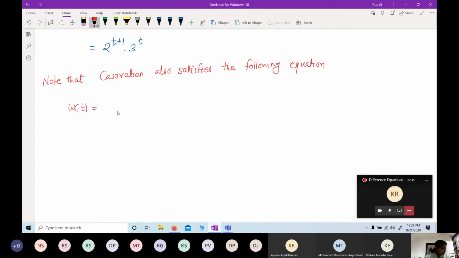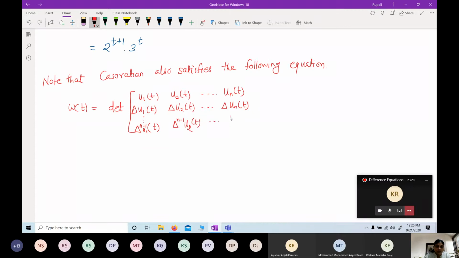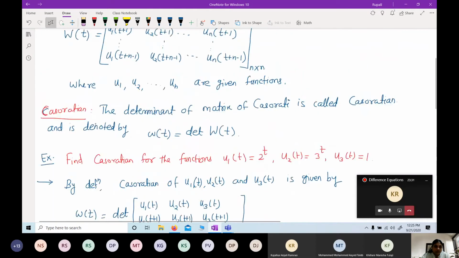Wt is equal to the determinant of u1t, u2t, and so on, unt; then delta u1t, delta u2t, delta unt; and the last row is delta raised to n minus 1 of u1t, delta raised to n minus 1 of u2t, and so on, delta raised to n minus 1 of unt. We can easily check this definition.